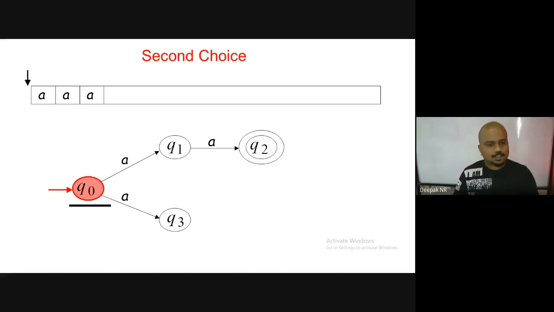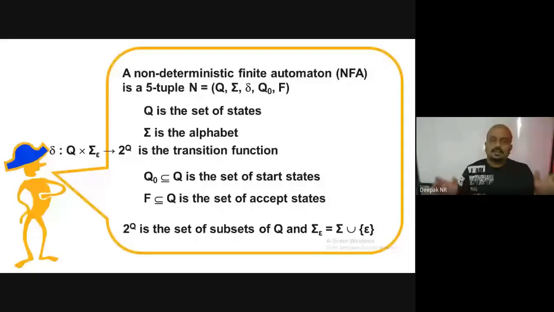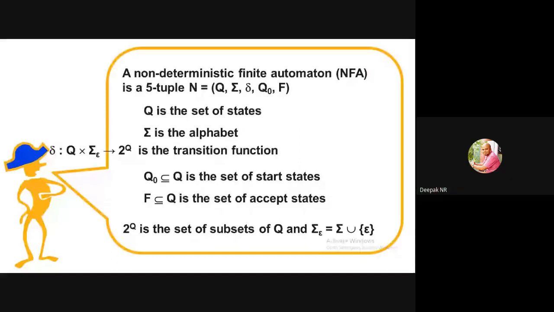If I go with the second choice, I can get only one A. Again, my automata has halted because there are two more A's left. And this scenario is called an NFA, non-deterministic. I mean to say I can never determine what happens when I get a symbol in a particular state.